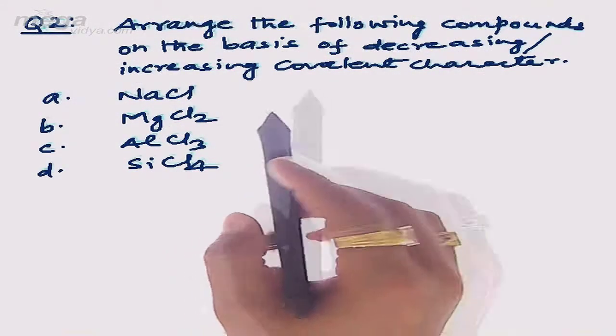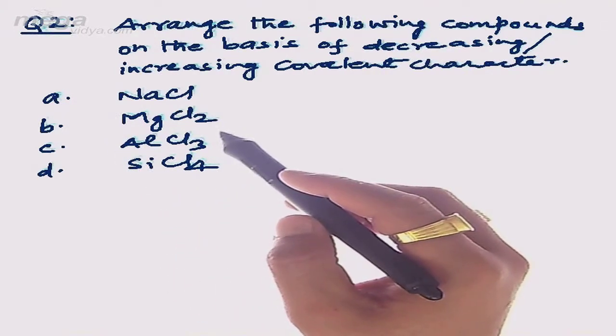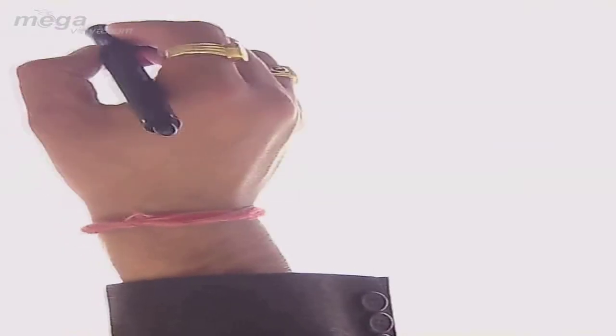So we have another question here, that we have to arrange these 4 compounds on the basis of either decreasing or increasing covalent character. Now we have to compare the covalent character of NaCl, MgCl2, AlCl3, SiCl4.